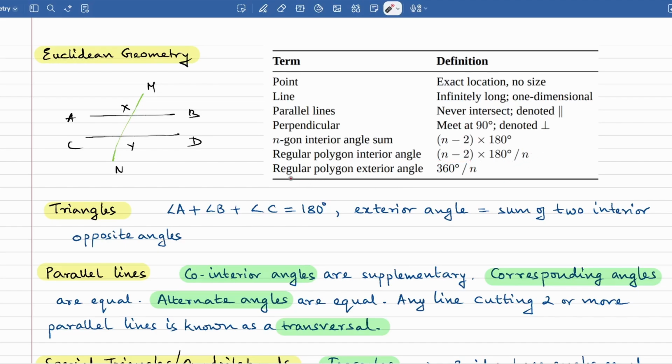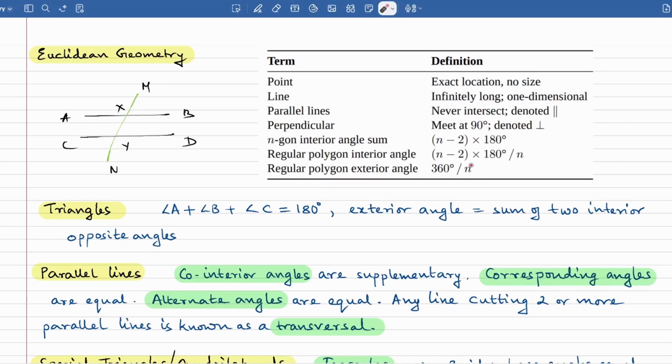Then you have the exterior angle. Be very careful. Exterior angle is not the same as the reflex angle. So if this is a vertex of a polygon, this will be its reflex angle. And if you extend the line further and take the supplementary angle, this will be the exterior angle. So exterior angles of any polygon add up to 360. If it's a regular polygon, then you can divide by n because all the interior angles are equal, so their supplements should also be equal. Therefore, each exterior angle should be 360 by n.